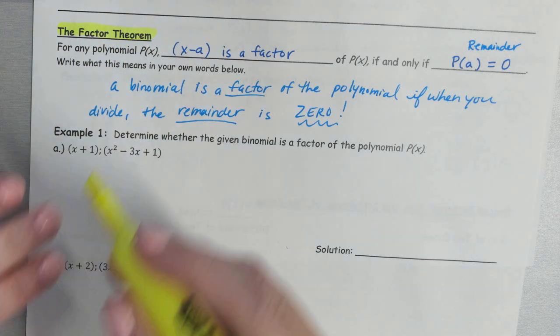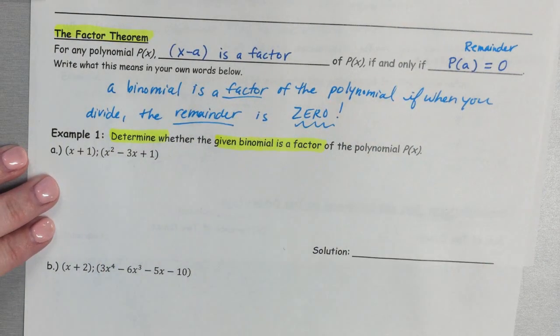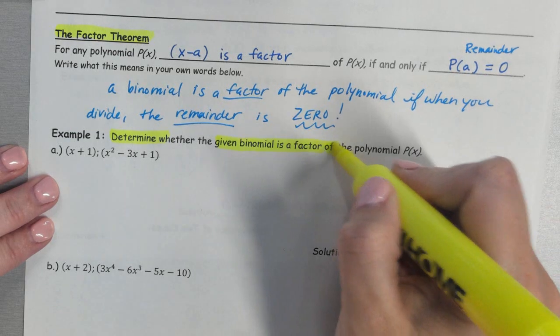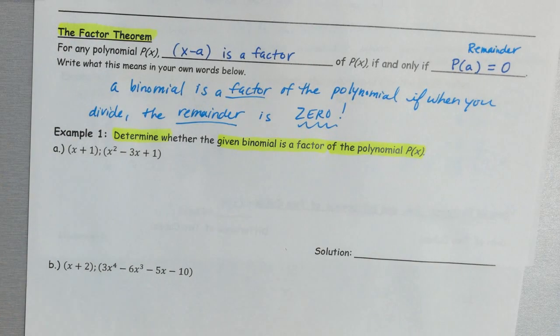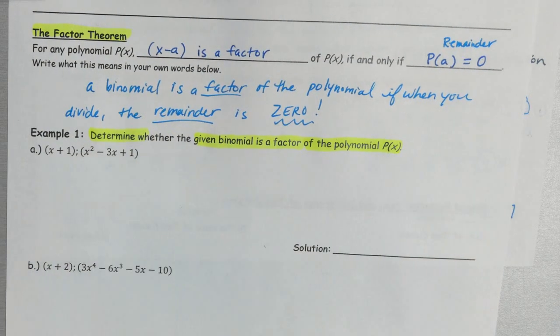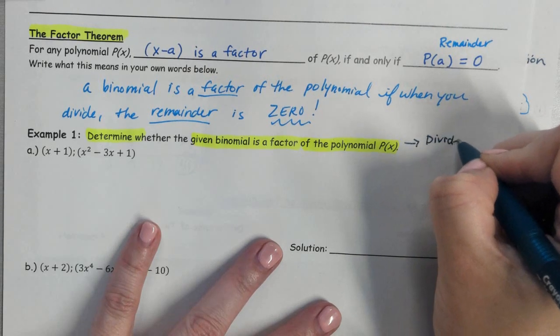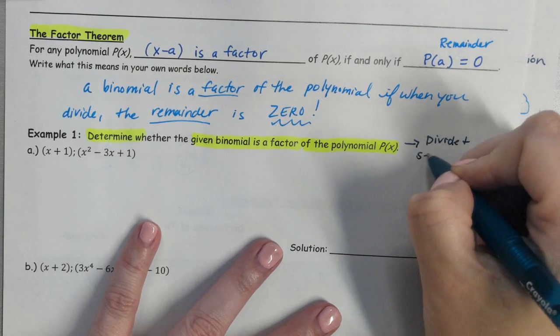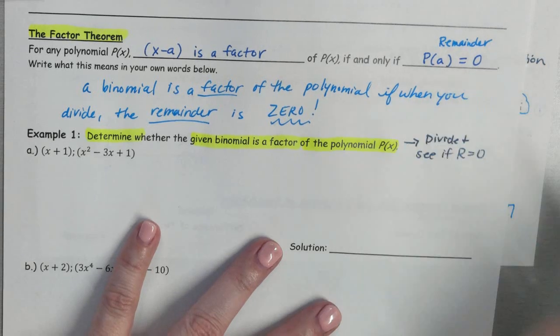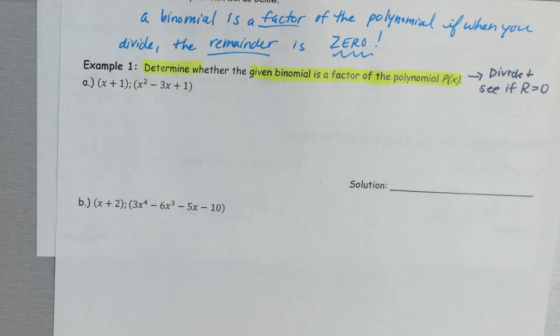So what we have to do is determine whether the given binomial is a factor of the polynomial p of x. Well, it says that it is a factor if when you divide, the remainder is 0. So guess what we're going to do? Divide. And what are we going to look for? All you have to do is divide and see if r equals 0. That's all we have to do. And that's what we've been doing all day today.